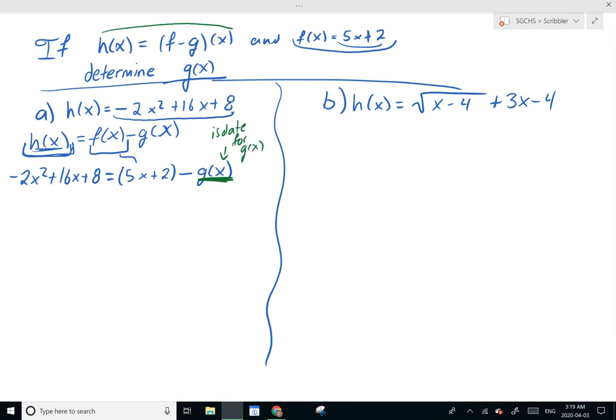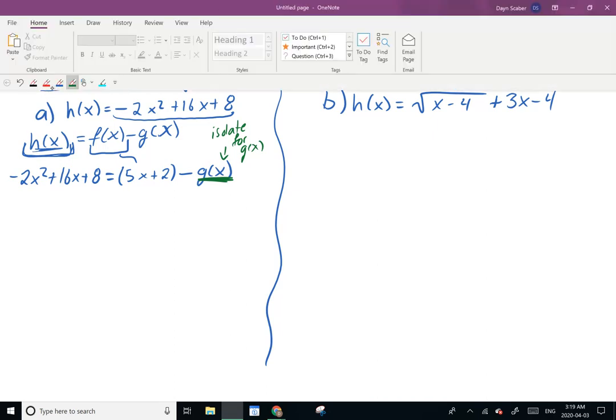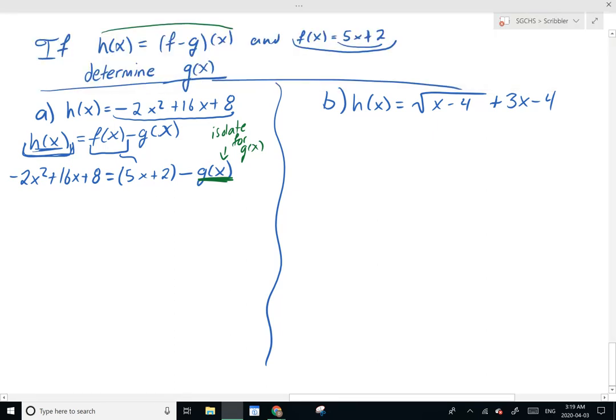Okay, so what is that going to look like? Well, I'm going to minus 5x from both sides, and I'm going to get negative 2x squared plus 11x plus 8 equals 2 minus g of x. I'm going to subtract 2. I guess it would probably make more sense to write it by its like term. So negative 2x squared plus 11x plus 6 equals negative g of x.